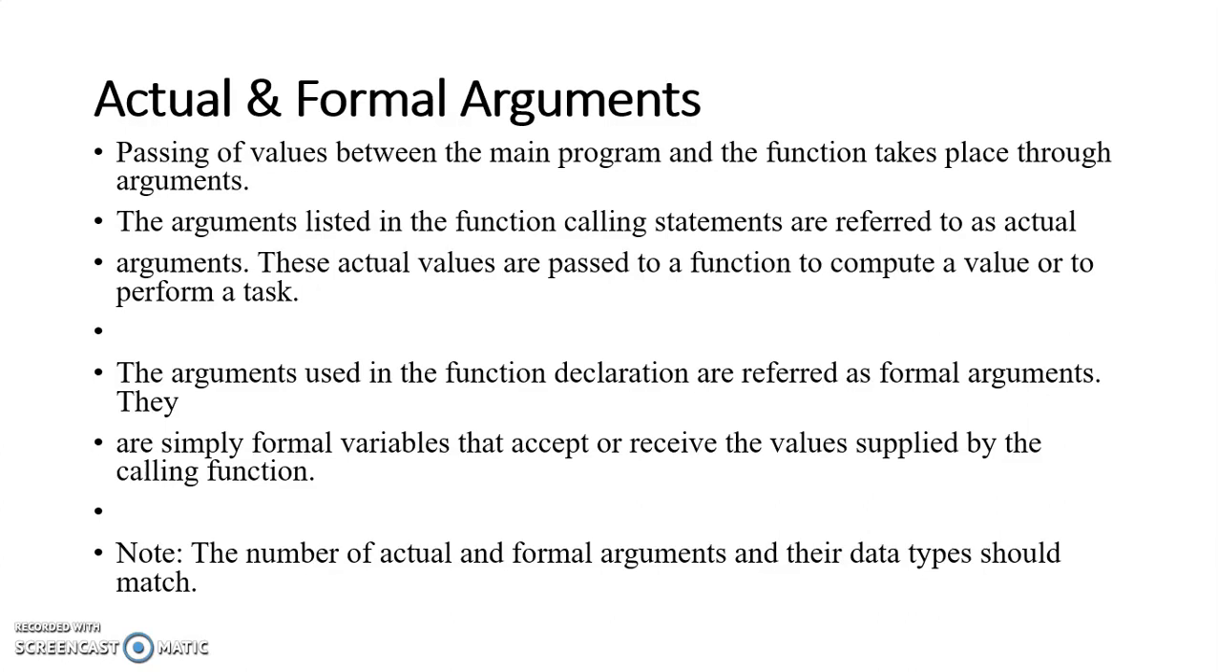Now today we'll start with the next topic, that is actual and formal arguments. Before that, in the first two parts I already explained the function definition, function declaration, and the function call. So these are the basic concepts related to functions. Now we'll see what exactly the concept of actual and formal parameters is, and how to write the function in a C program. Okay, so first we'll understand what exactly the actual and formal parameters or arguments are.